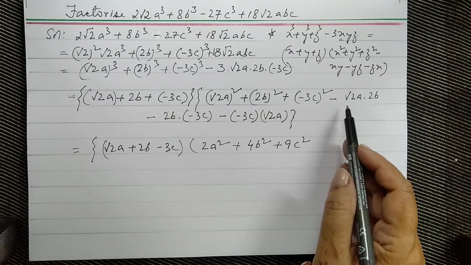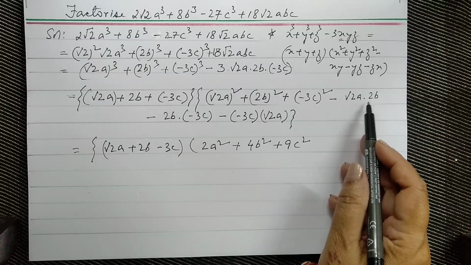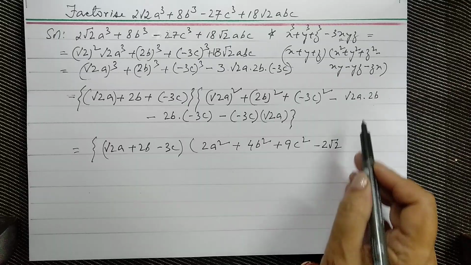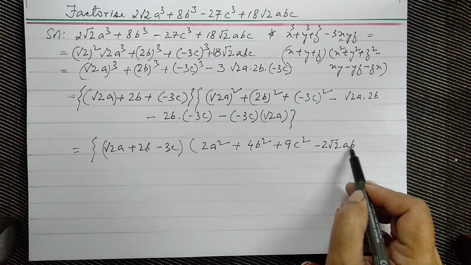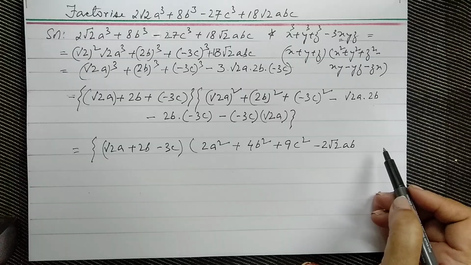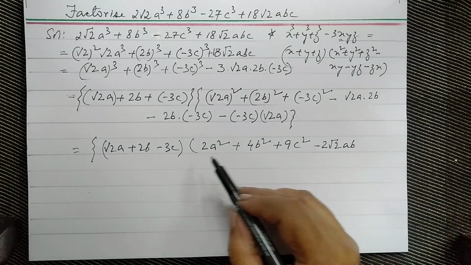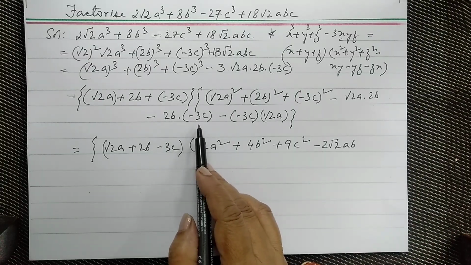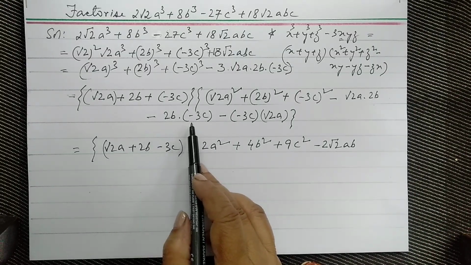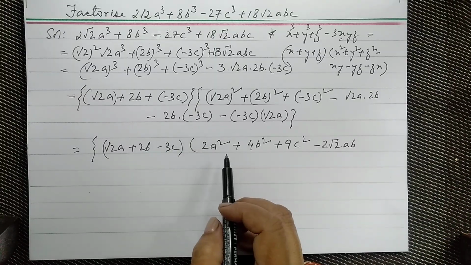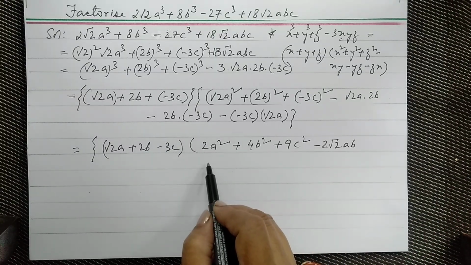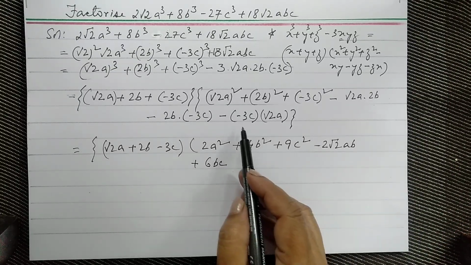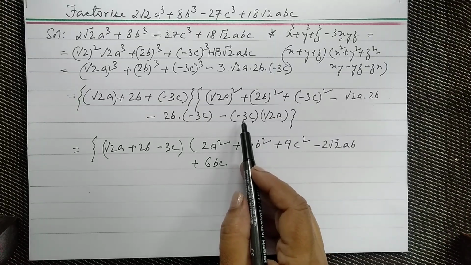This one, root 2 multiplied by 2 will give me minus 2 root 2, and a into b is ab. Alright. So the bracket continues the side. So we have this multiplied by this will be equal to minus minus plus 2 into 3 is 6, 6bc. Alright, so there will be a plus here. What about this? Minus minus plus.